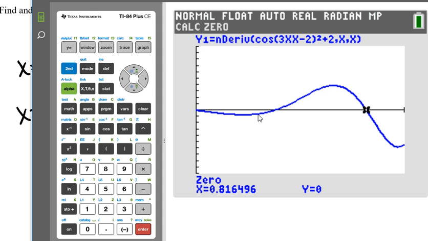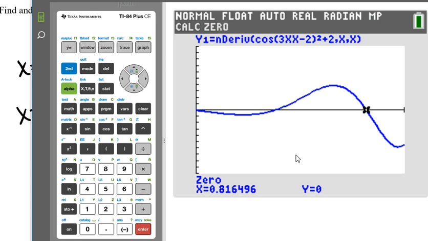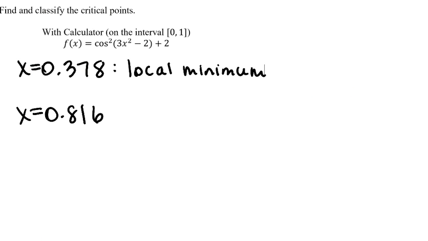Now, over here, we see that the graph of the derivative goes from negative to positive at the first one, meaning the original goes from decreasing to increasing. So if the original went from decreasing to increasing, I will say that's a local minimum. That's the classify part. And then for the second one that we found, the derivative went from positive to negative, meaning the original function went from increasing to decreasing. To me that means that's a local maximum.